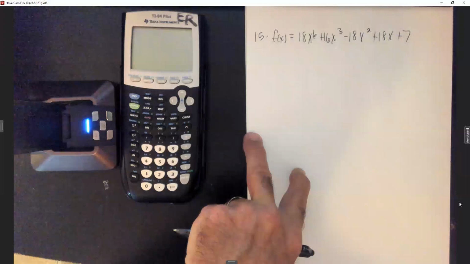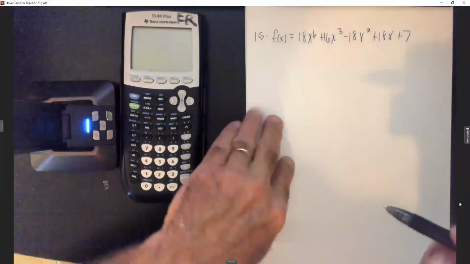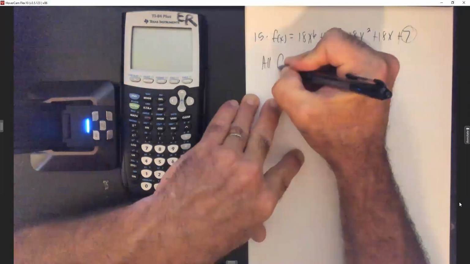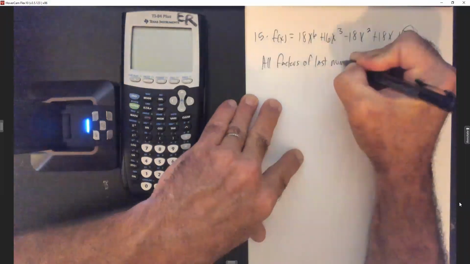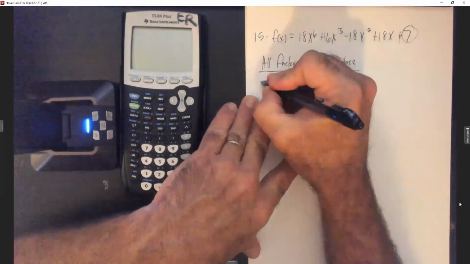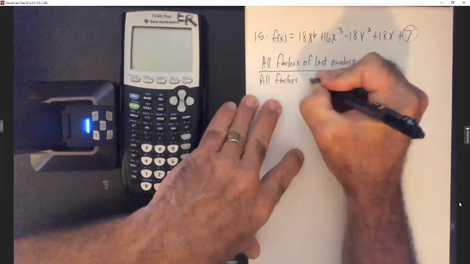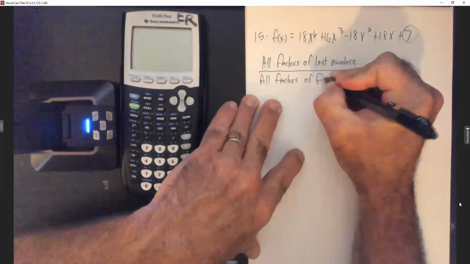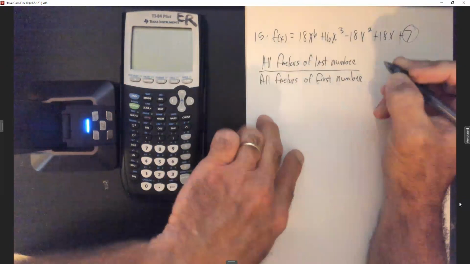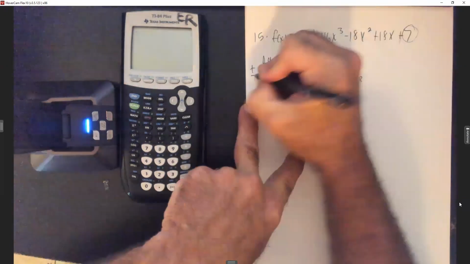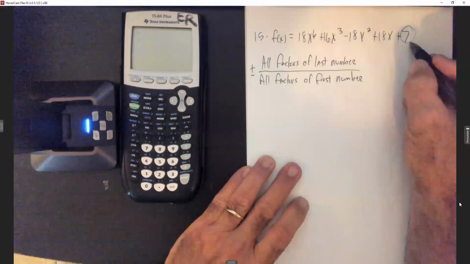Because remember, for all the rational zeros, I'm going to take all the factors of the last number and divide all of them by all factors of the first number. And in front of all that, I will put a plus or minus. So what's the factors of the last number? Well, the last number is 7. So the only factors of 7 are 1 and 7.